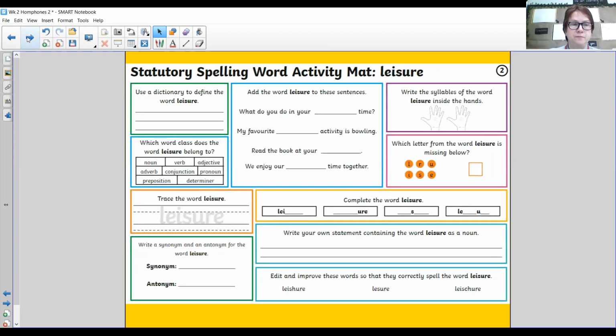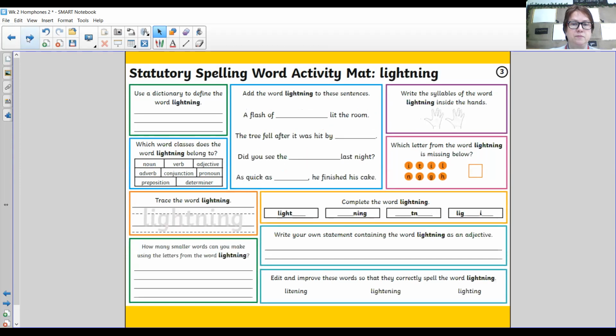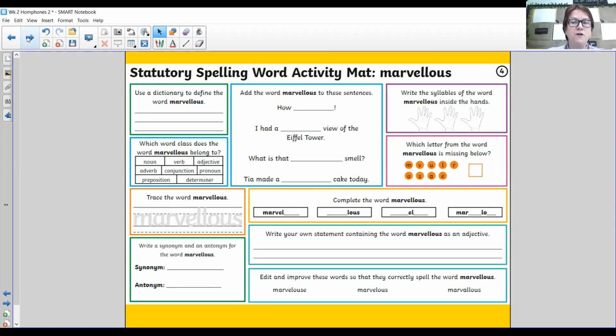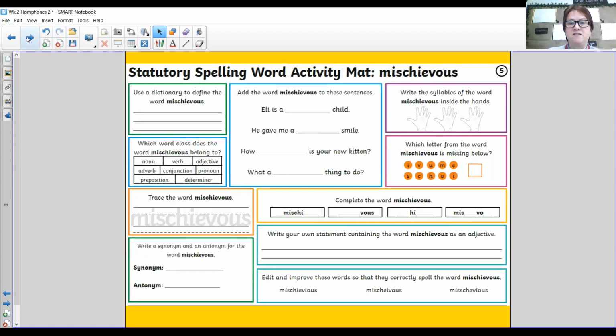Leisure, lightning, marvellous, and mischievous. So there are five for today.